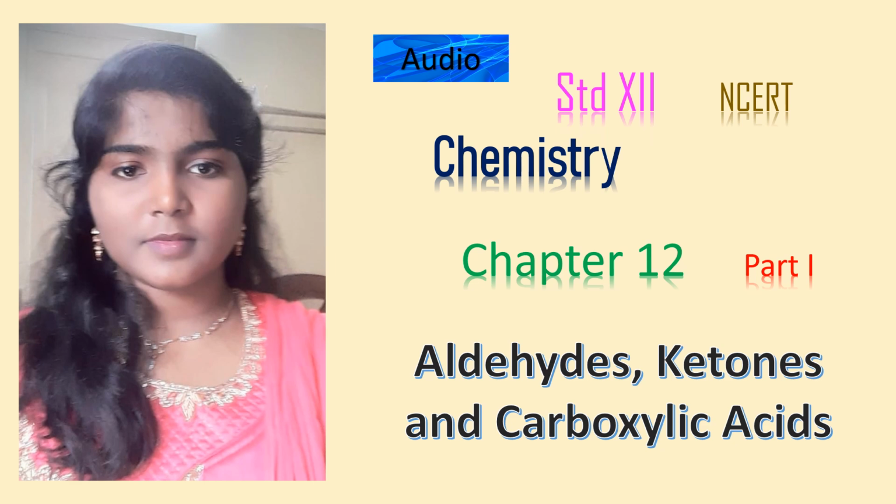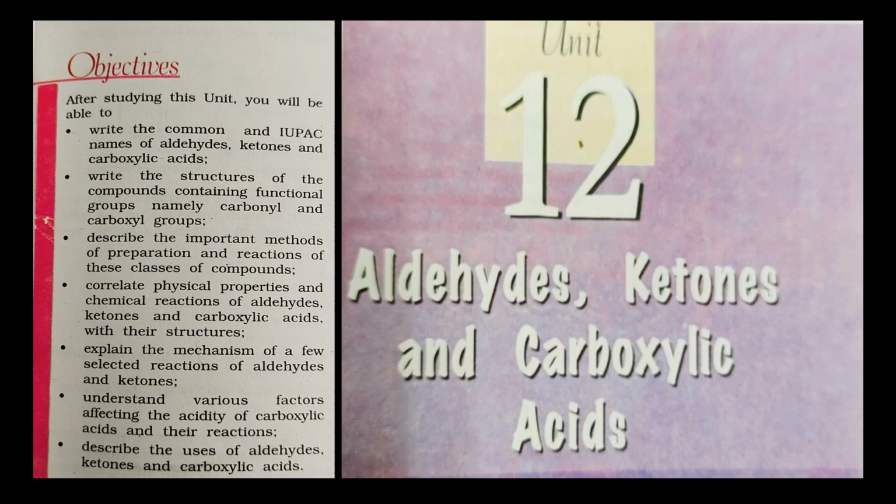Today's video is based on Standard 12 NCERT Chemistry, Chapter 12, Aldehydes, Ketones and Carboxylic Acids, Part 1. Unit 12: Aldehydes, Ketones and Carboxylic Acids. Objectives. After studying this unit, you will be able to write the common and IUPAC names of aldehydes, ketones, and carboxylic acids.